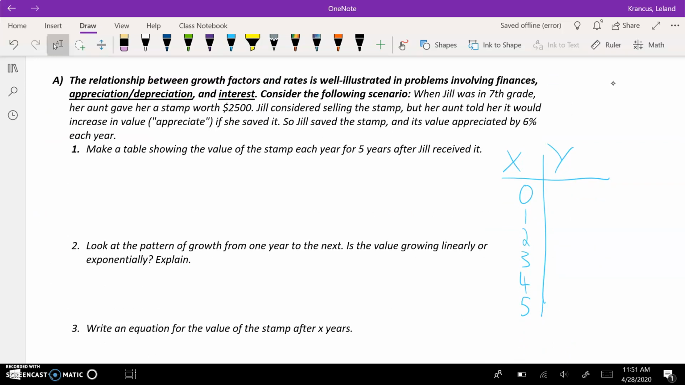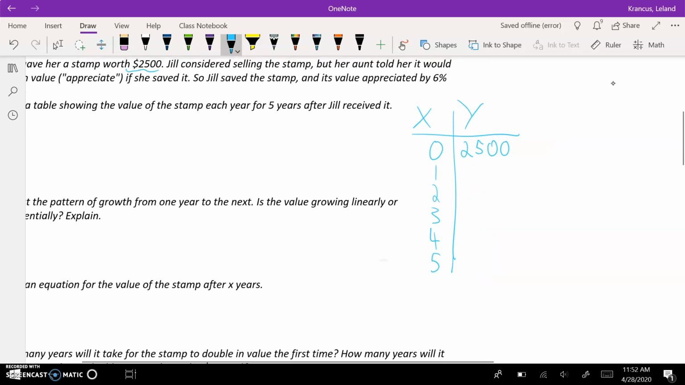So money is a big place where exponential change happens because whether you're investing money in something that increases in value, we call that appreciation, or you buy something that loses value, they call that depreciation. Think about a car, you buy a new car and then it starts to lose value, that's depreciation. Money is a place where a lot of people are going to be interacting with exponential change, whether they really realize it or not.